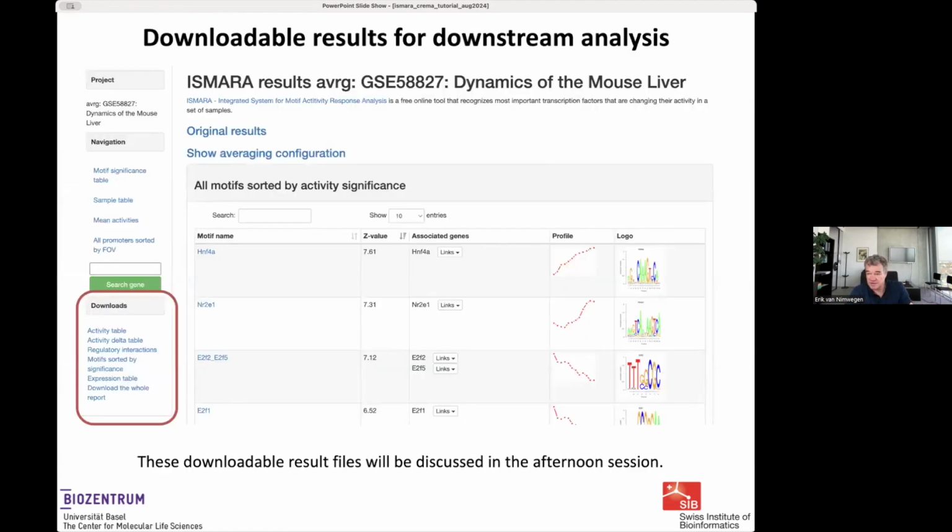All right, so finally, there is a whole set of flat files and reports, also all the HTML files that you see here, that you can download so that you can basically explore your data offline, so that you don't have to do it through the website. With these you can also do whatever kind of downstream analysis you want to construct yourself on these results. And what is in these files will be discussed this afternoon.